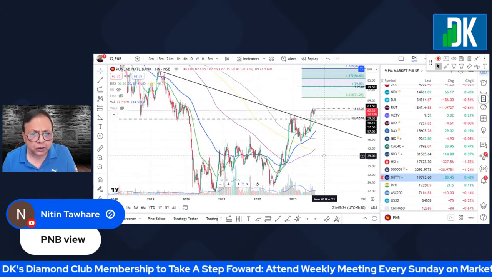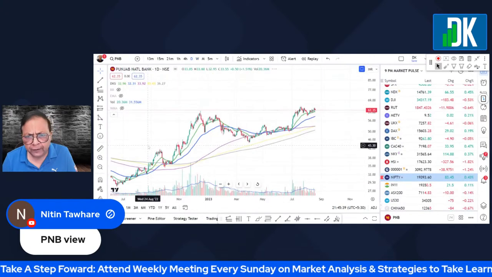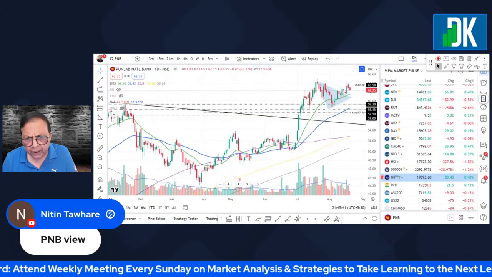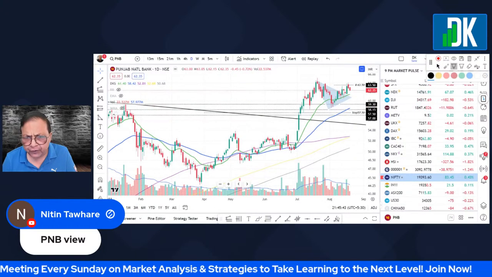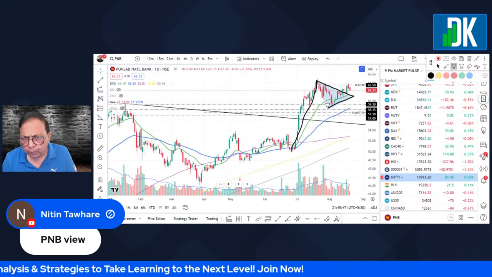So this stock can be a good stock to ride the trend and trail the stop loss, because market structure is looking very, very strong. If you see on the daily price chart, there is a breakout of a bullish flag. This was the major impulse, and this is a breakout of a bullish flag.